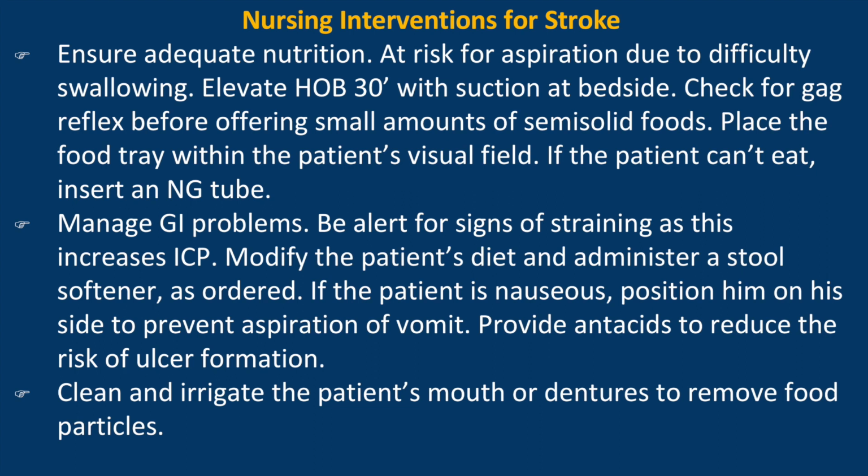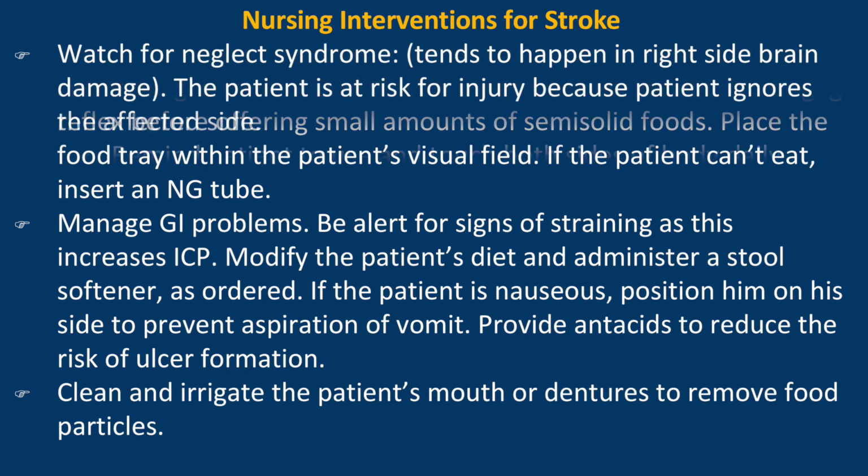Manage GI problems. Be alert for signs of straining as this increases ICP. Modify the patient's diet and administer a stool softener as ordered. If the patient is nauseous, position him on his side to prevent aspiration of vomit. Provide antacids to reduce the risk of ulcer formation. Clean and irrigate the patient's mouth or dentures to remove food particles.